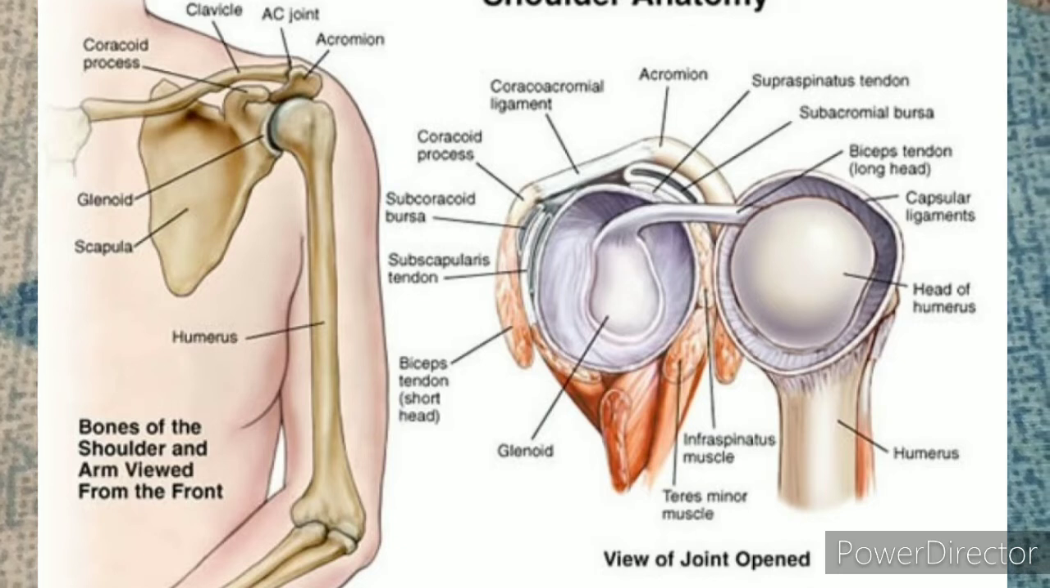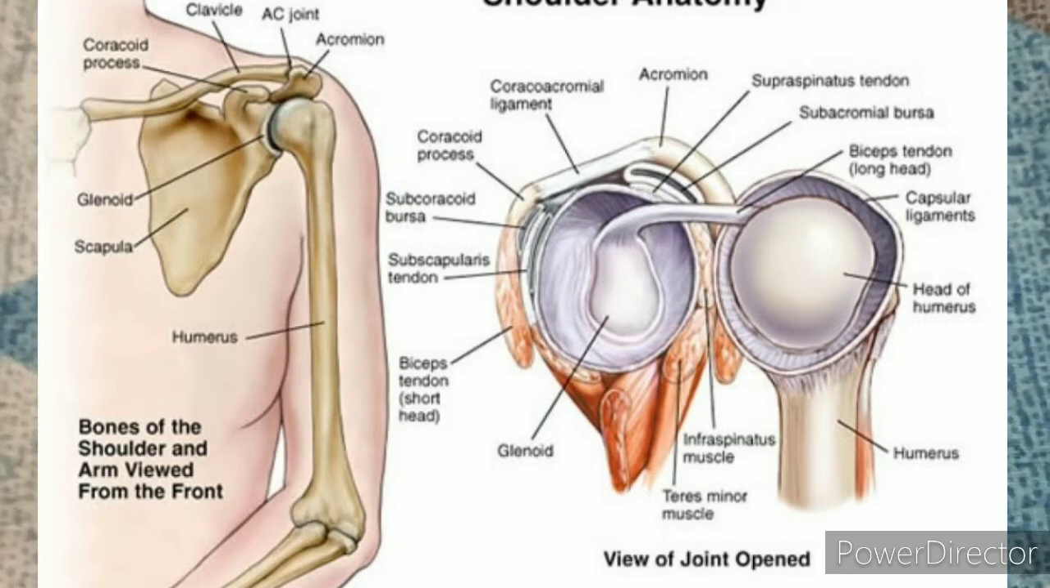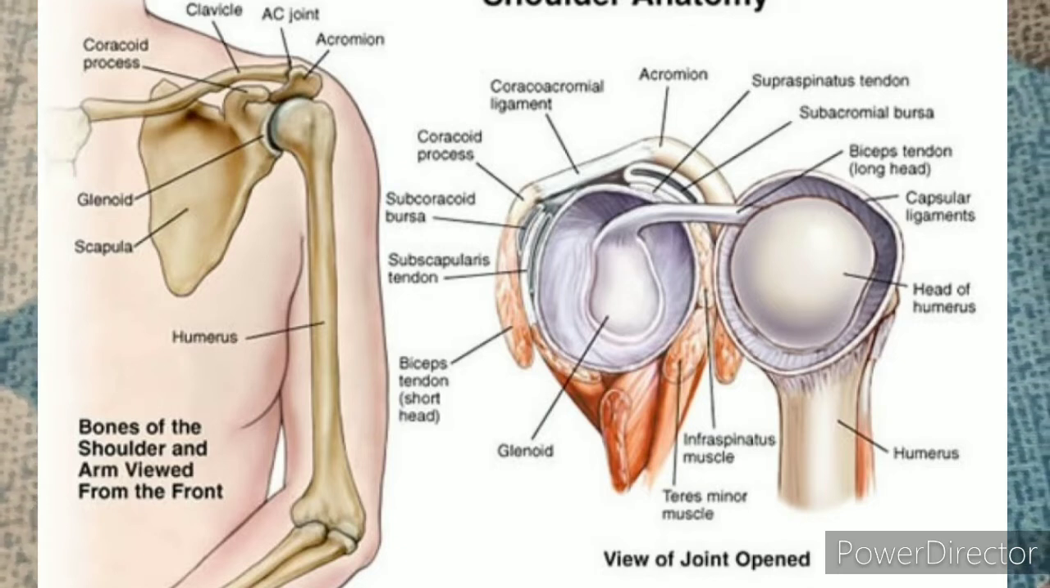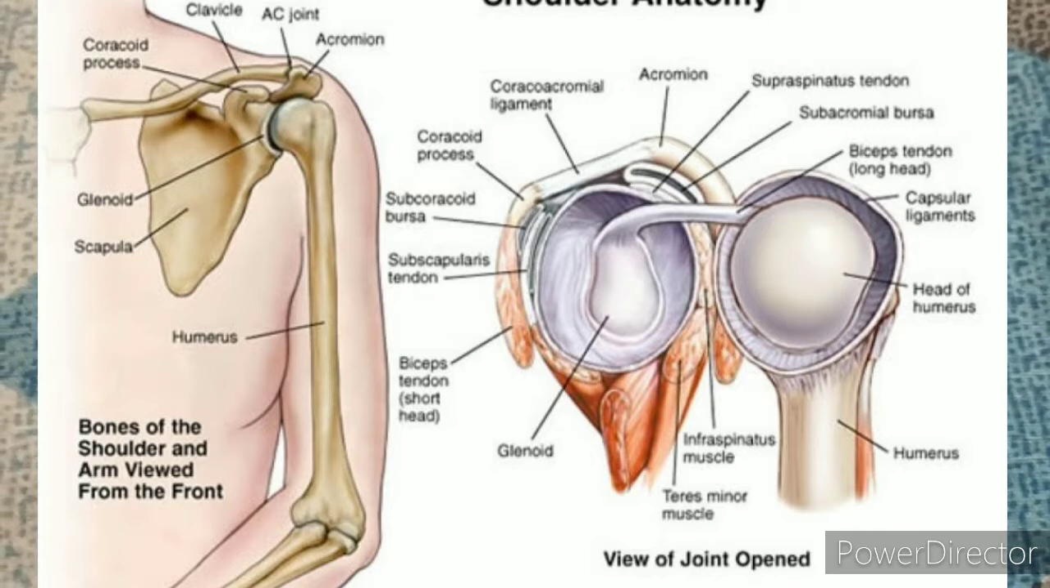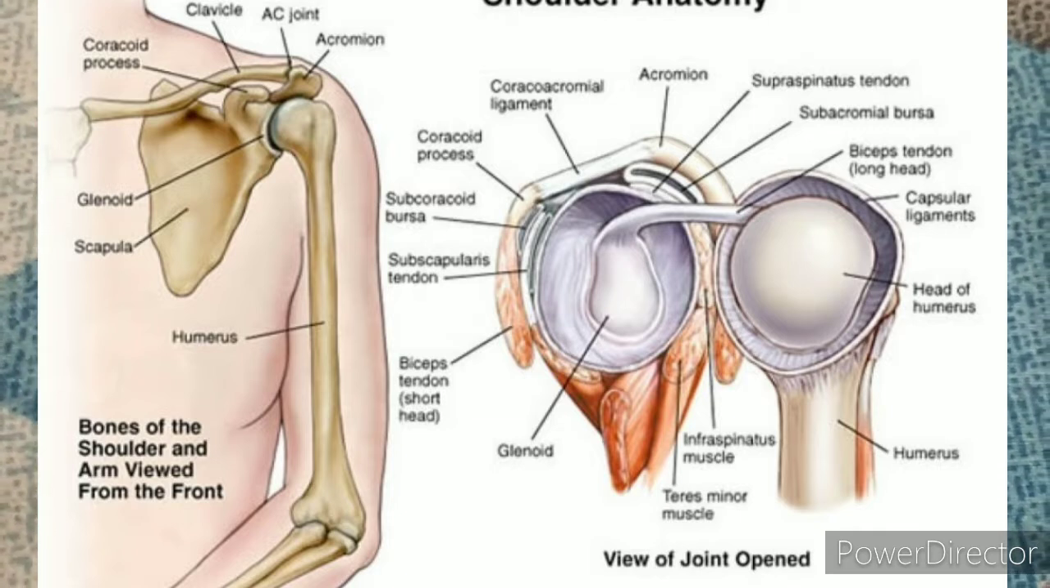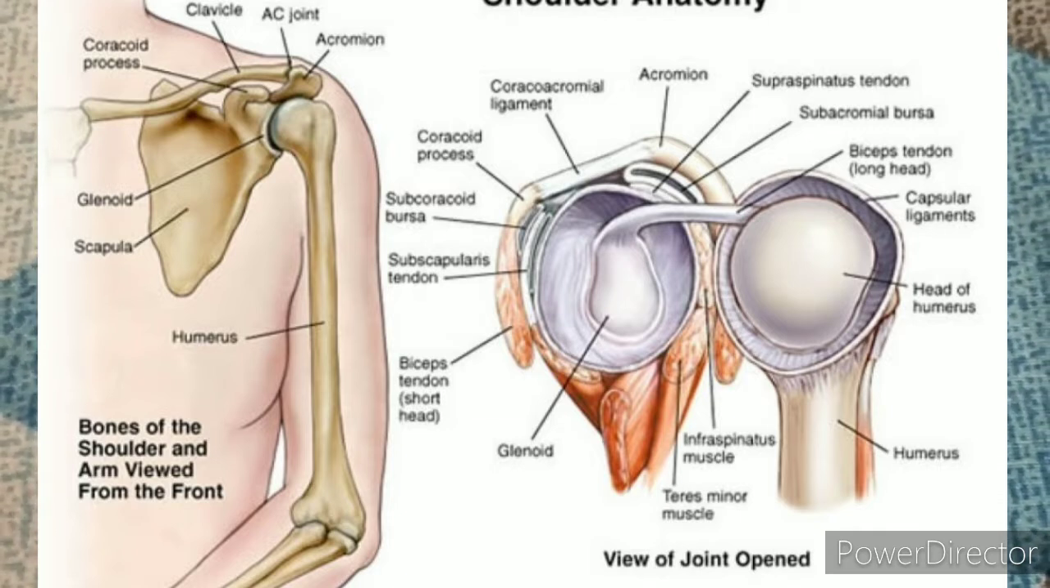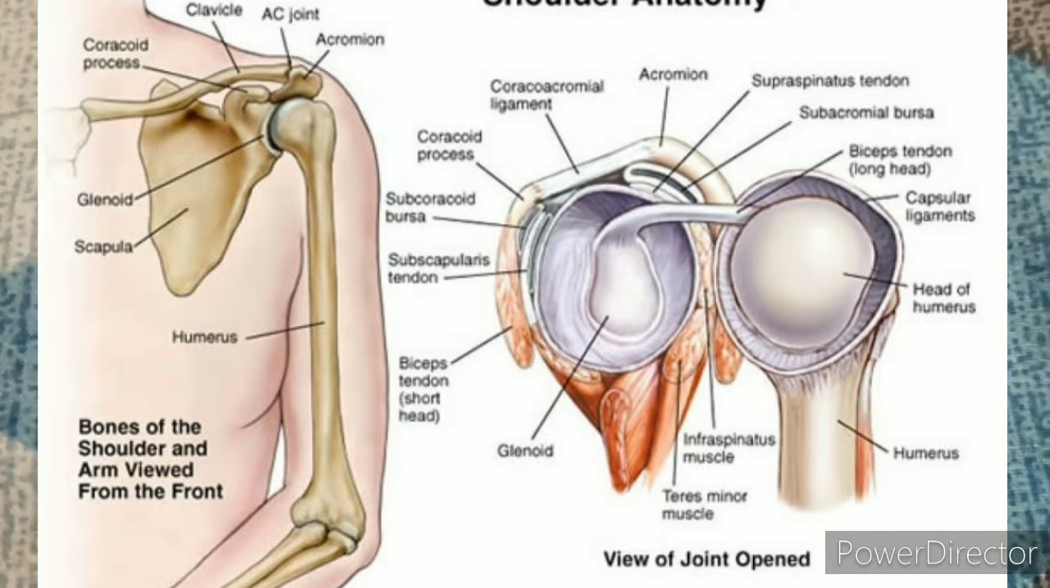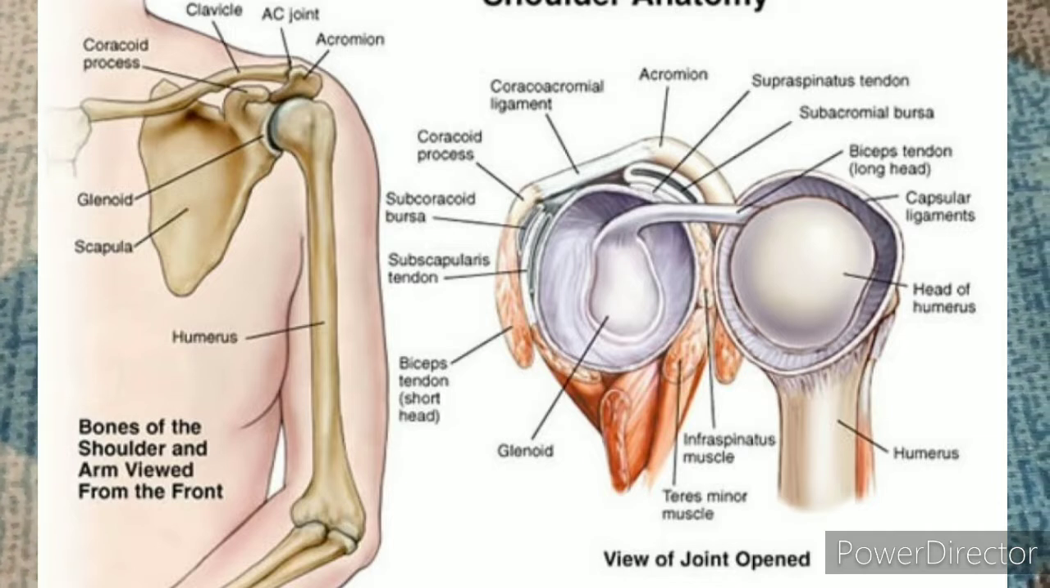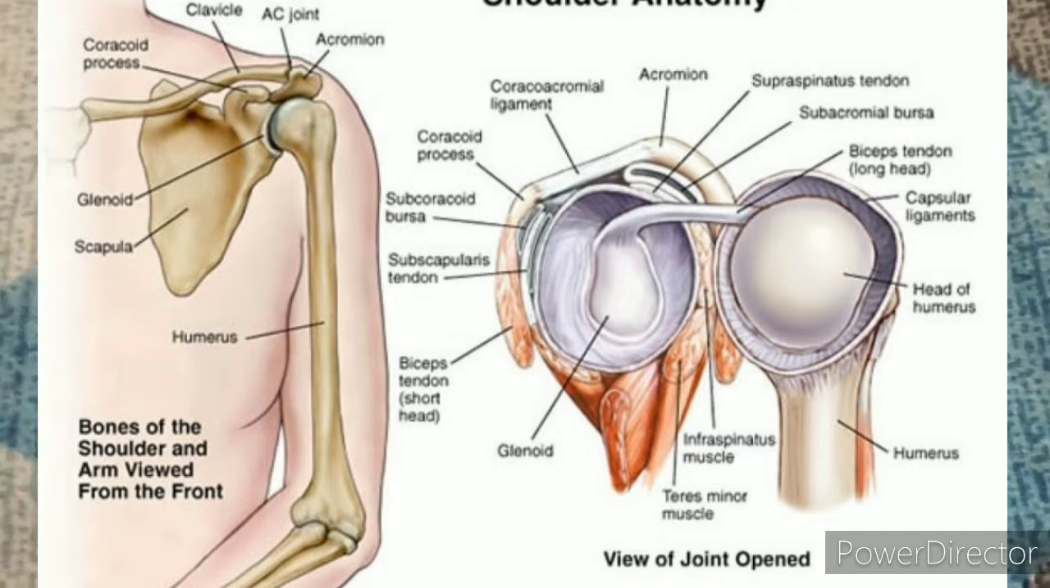So guys, now we will be talking about the shoulder joint and the dislocation of the shoulder joint. So first of all we need to know its anatomy. For seeing the anatomy, you can see here in the diagram the stabilizers of the shoulder joint, which we need to know from the orthopedics point of view.